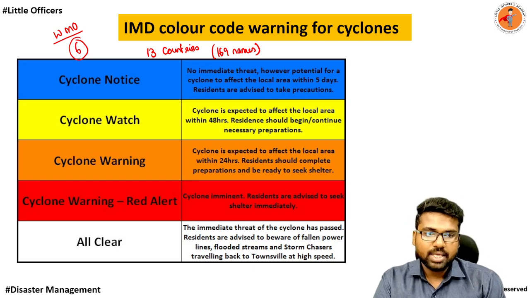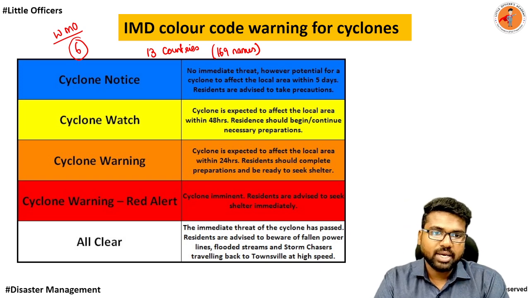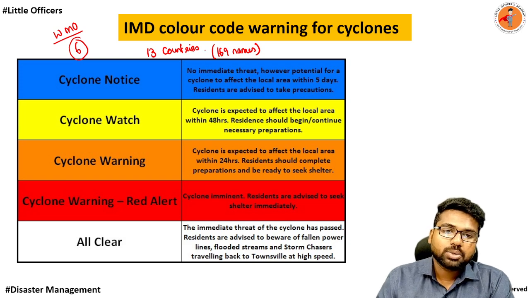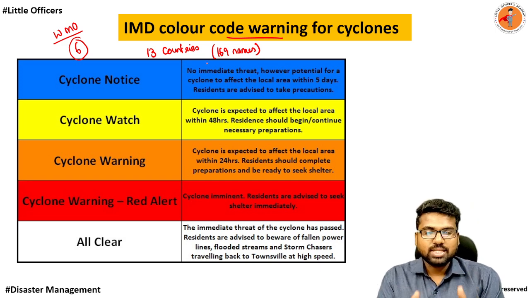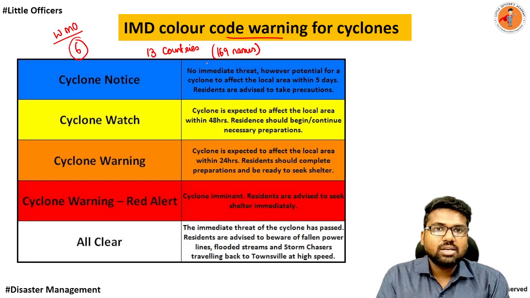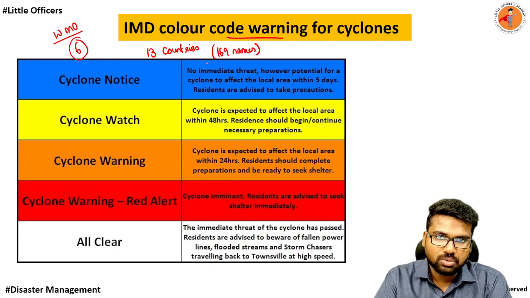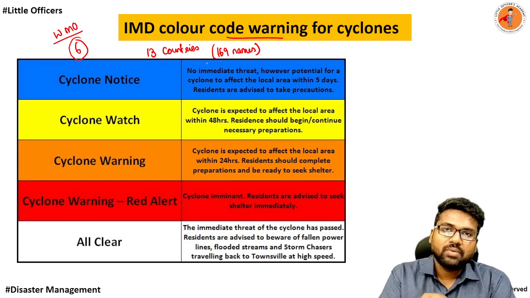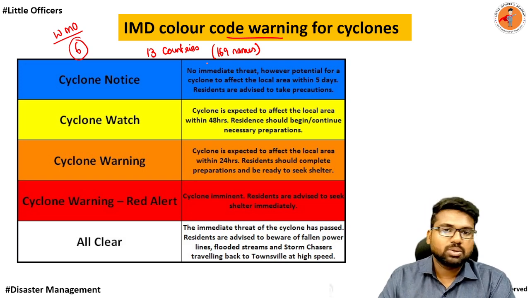And the same IMD, in order to reduce the impact of these cyclones and for better management, has given a color coding warning. So what is this color code? It's simply to say what kind of vulnerability there is and how serious the situation is, in a very simple manner for the local communities. For that it has come up with the color code warning.